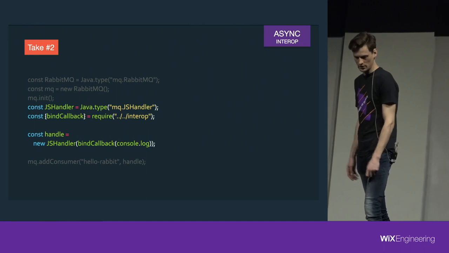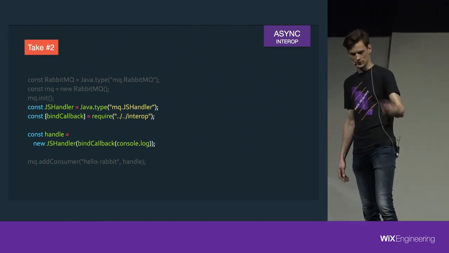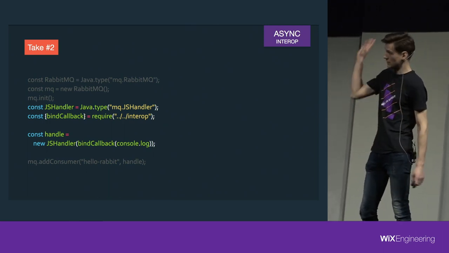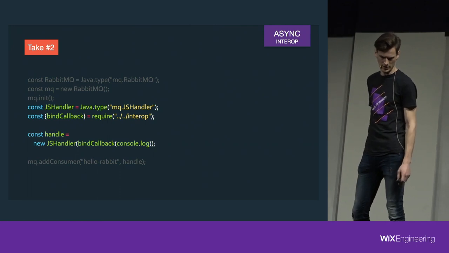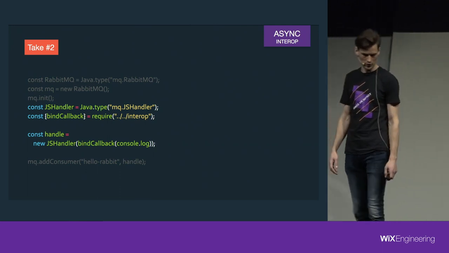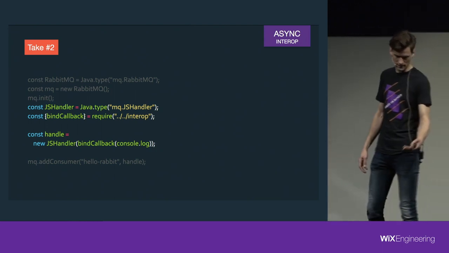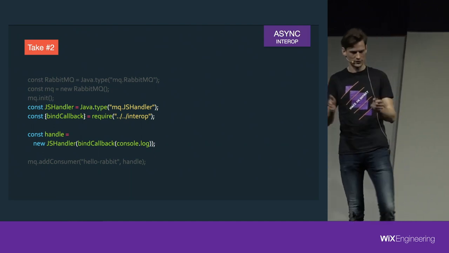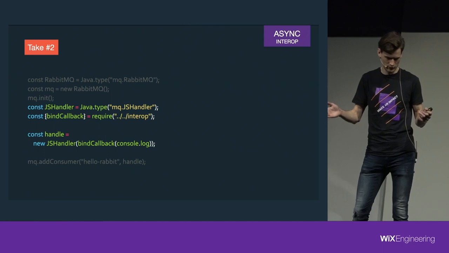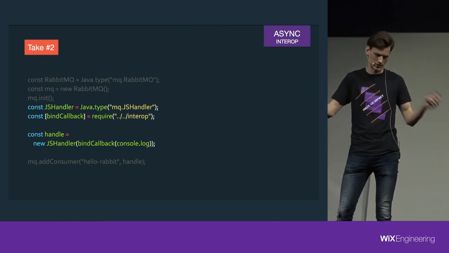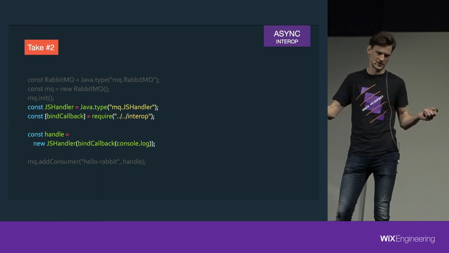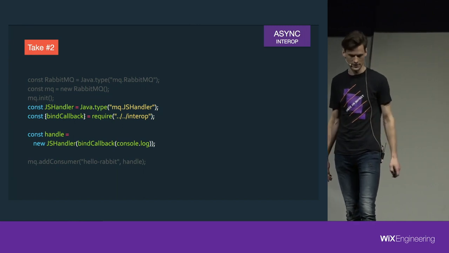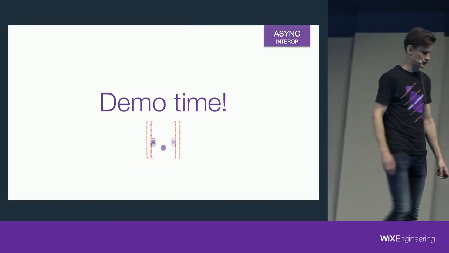So in our code, we would need to require the bind callback function from our library. By the way, all the code examples are available on GitHub. There will be a link at the end where you can get it. So here, we need to take the function we want to call. We need to bind it into a callback, which can be executed from a different thread. And then we also need to wrap it in this JS handler, just so it matches the interface that is required for the add consumer method. So let's see how that looks.